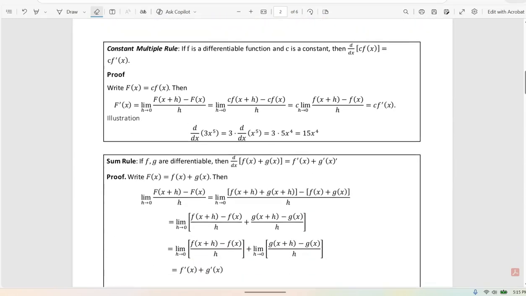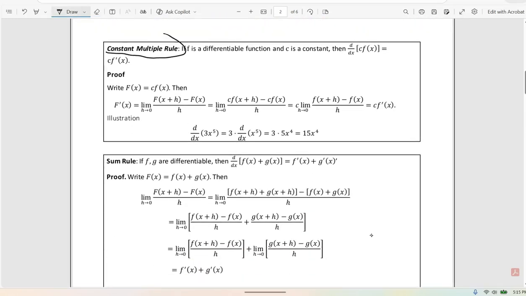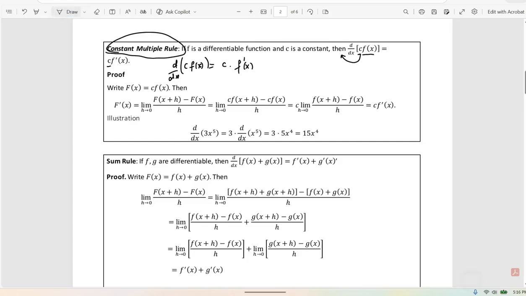Now, the next one is the constant multiplier rule. Meaning, if we have a function f of x and it's being multiplied by a constant c and we want to differentiate it, c, the constant, can come out of the derivative easily. So it will be c times whatever the derivative of f is. So for the derivative of c times f of x, c will just come out of the derivative. You will simply differentiate the function. That's called the constant multiple rule.